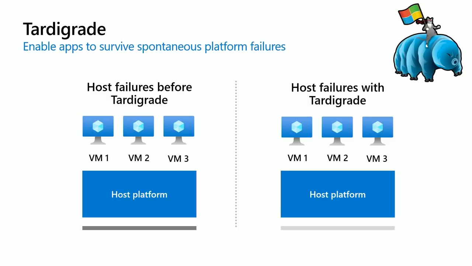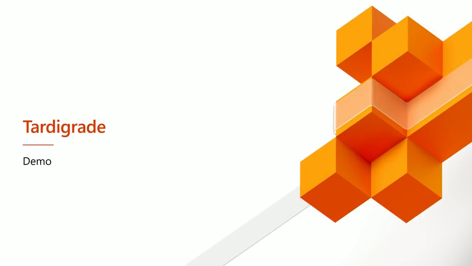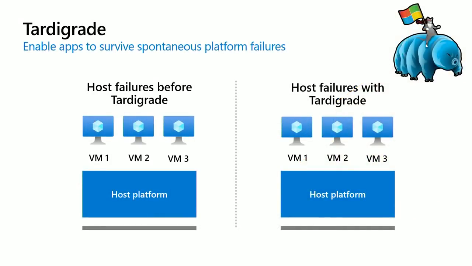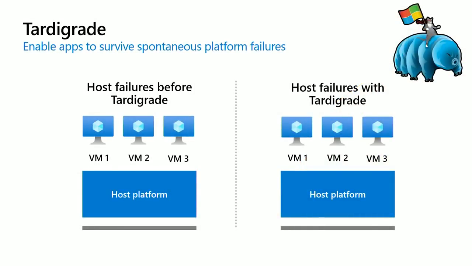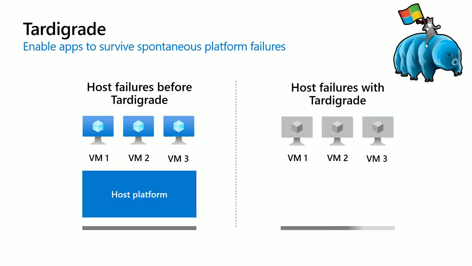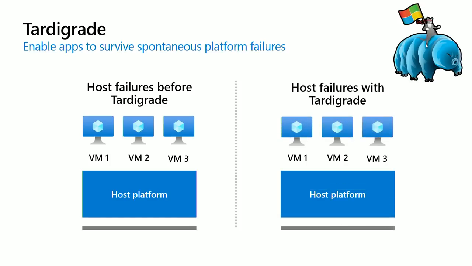What's going to happen now with tardigrade is when the server has a problem, instead of, this animation clicker is unreliable. It should be tardigraded. So the server has a problem. We intercept that. We freeze the virtual machines in memory. The server comes back, and then we resume the virtual machine. So I'm going to show you that in action.